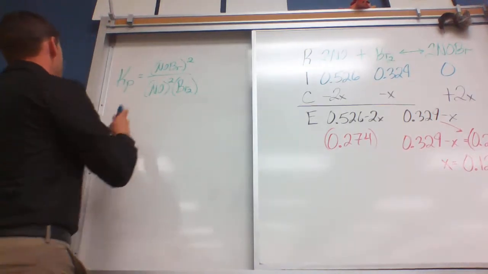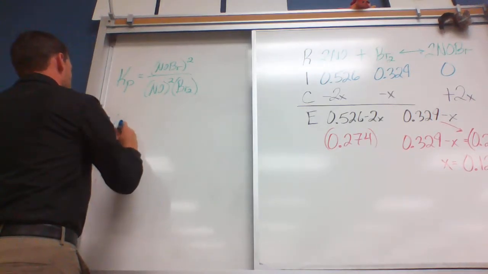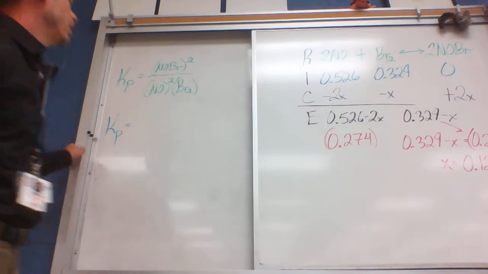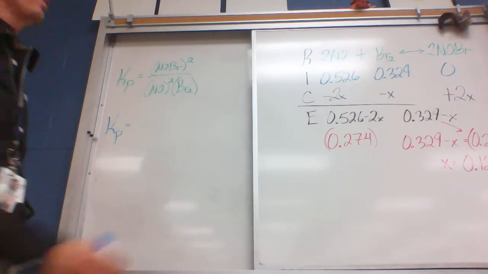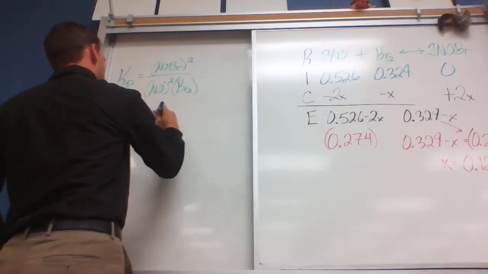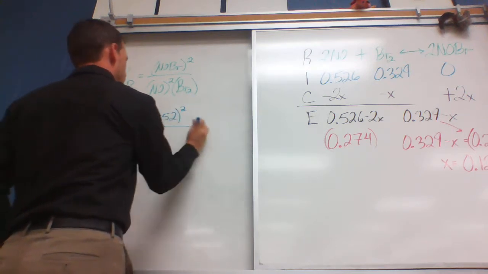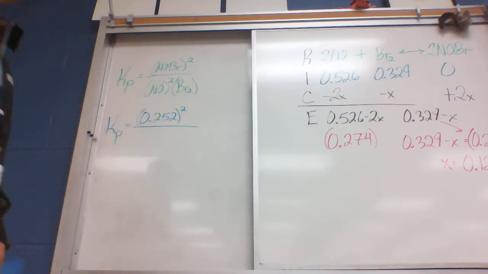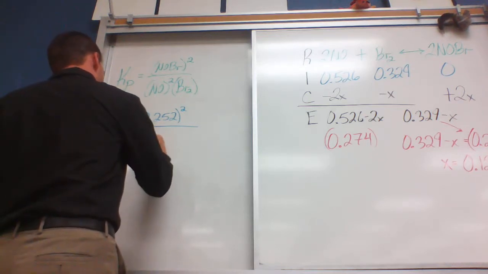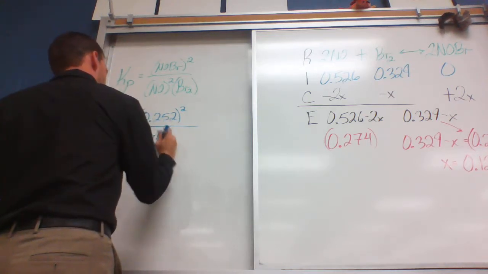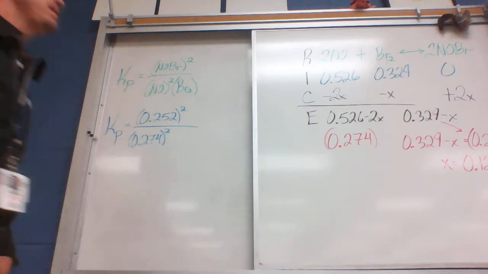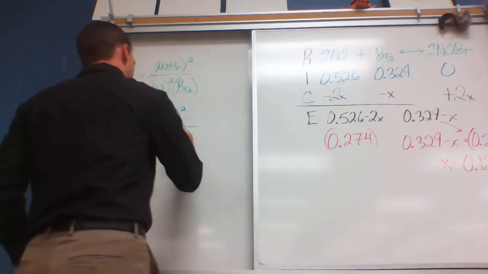Going to sub in my values. My NOBr total was 0.252. My NO value was 0.274. My Br2 value was 0.203.